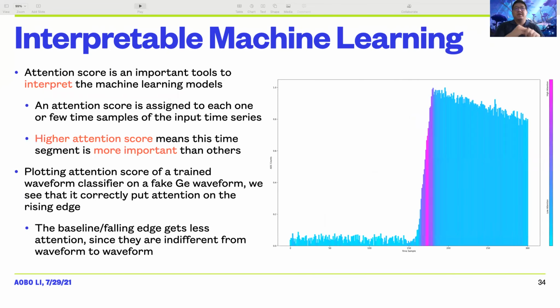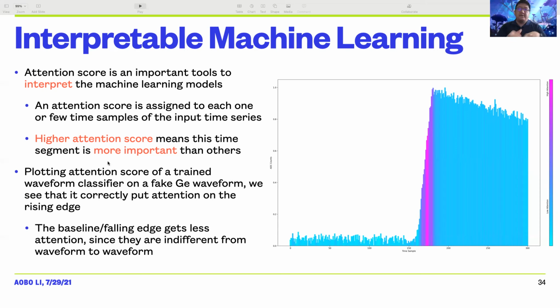Okay, so another important application of the attention score is the interpretation of the machine learning algorithm. We know a machine learning algorithm is most of the time a black box, which means that we don't know where it is looking. But the attention score actually tells you where the neural network is looking. If part of the waveform has a high attention score, that means the machine is putting its attention on this part of the waveform. So we have an attention score assigned to each of the time sample indices. And as I mentioned, a high attention score means the time segment is more important than the others.